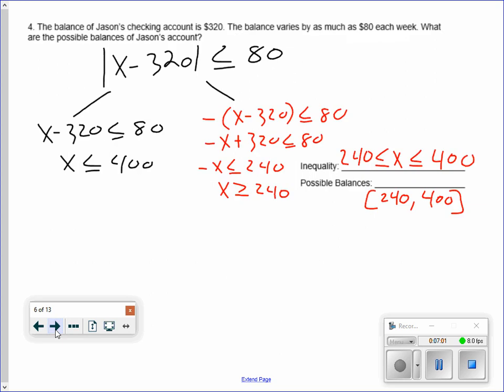So on number 4, this is what you should have got here. Number 4 is a little more intuitive to understand what I was talking about. We're told Jason's bank account statement, his checking account, is usually at $320, but throughout the week it'll vary $80. So it'll be $80 higher or $80 lower. So it'll be up to 400 or down to 240, and that's where we get our inequality, and that's where we get our answer. So this balance will be anywhere from 240 to 400 at any given time because it will vary by $80 around that 320.